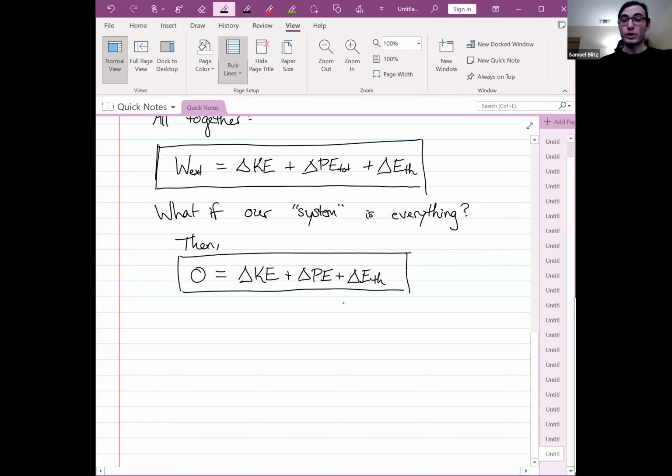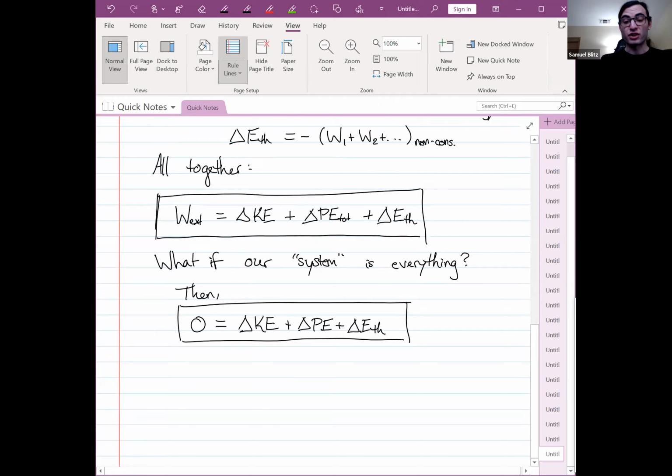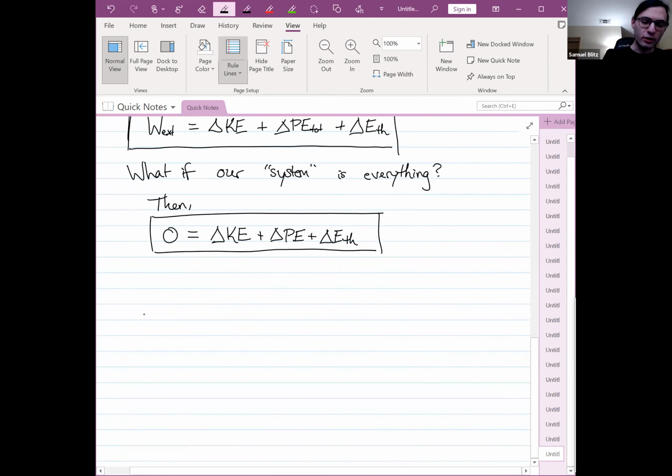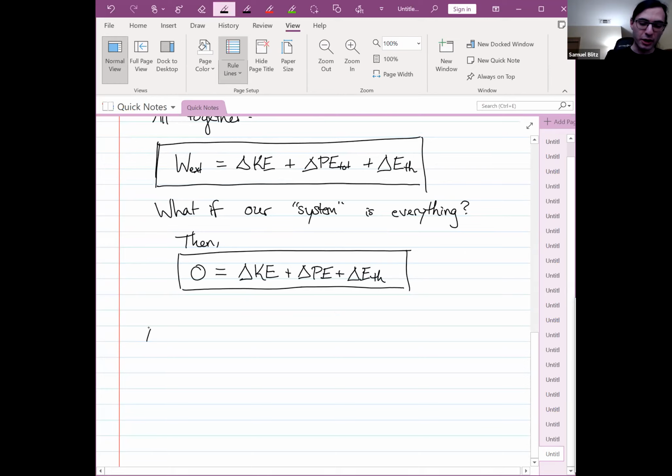Now, there's one more renaming I would like to do. So far, all we've done is just rename things in the work energy theorem. We've just grouped things and renamed things and so on. But there's one more renaming. So note that, and this should agree with your intuition, potential energy and kinetic energy can be exchanged with each other. At least sometimes they can.